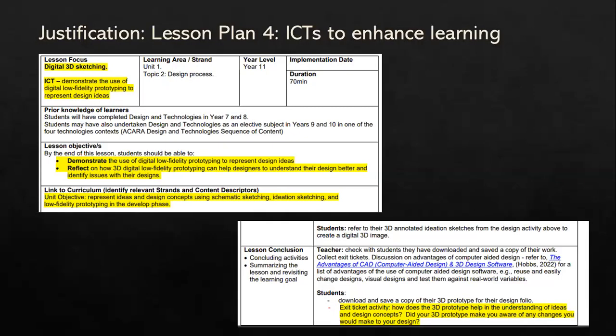Justification for Lesson Plan 4, ICTs to enhance learning. The design syllabus emphasizes 21st century skills, including information and communication technologies, in order to access and analyze information, become productive users of technology, and learn and implement the principles of digital citizenship. In this lesson, students learn how to become productive users of technology.